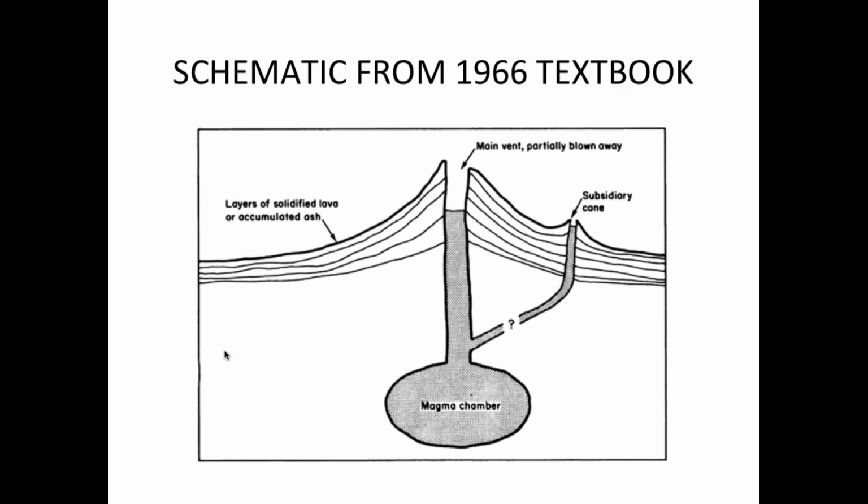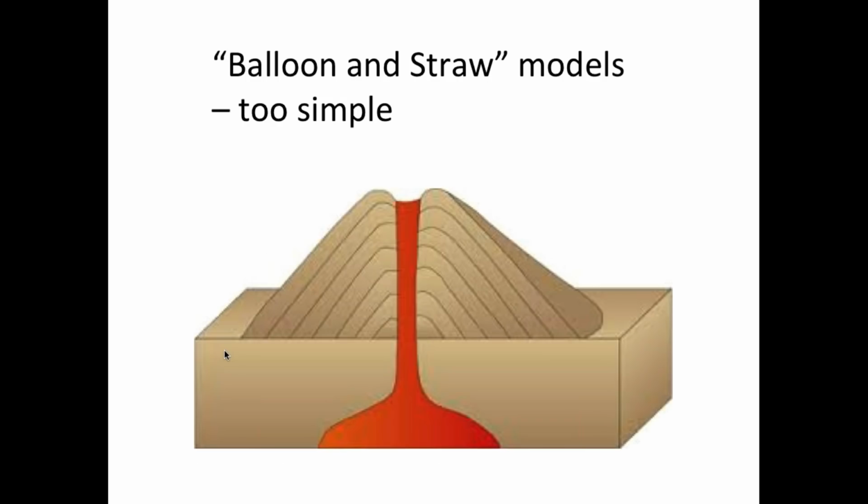What we see at the surface is the main vent. In this diagram, it's partially blown away. Some volcanoes have a central vent and basically a central mountain. Others have small cones on the side, subsidiary cones. So even though the magma most of the time goes from the chamber up toward the surface in this simplified view, occasionally it goes off to the side. These are the so-called balloon and straw models. The balloon is the magma chamber down at the bottom, and the straw would be the conduit. These models are pervasive. This is from a textbook or website just a couple of years ago. The problem is they're way too simple.